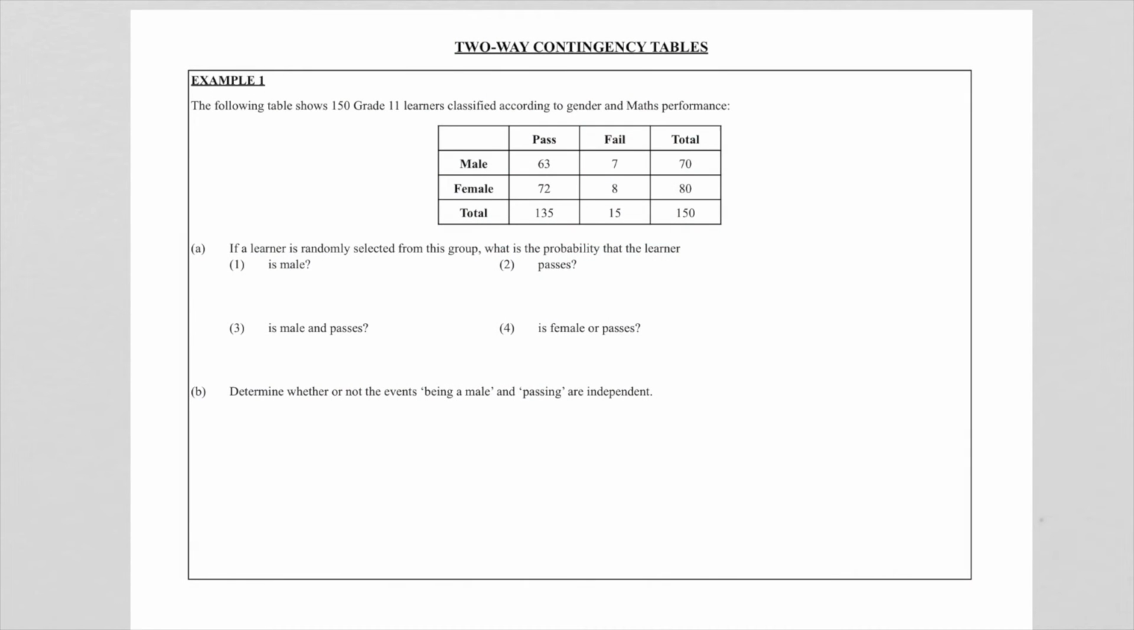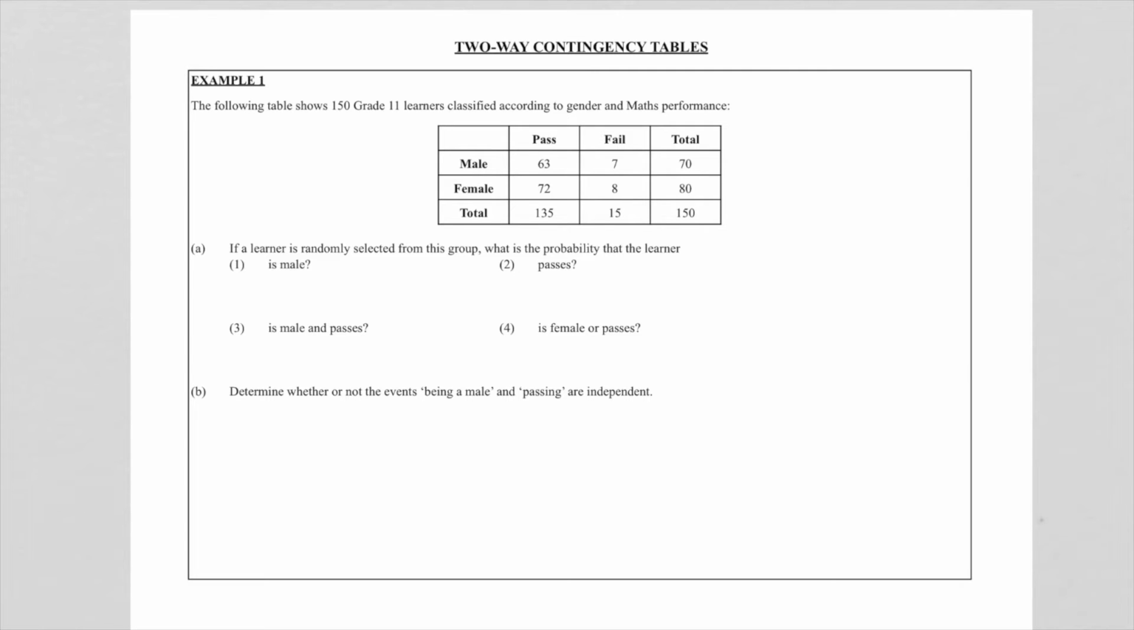In this example, you can see the table first of all, and the reason why they call it a two-way table is that you can read this table horizontally, then it's about the gender, male, female, or you can read it vertically, which is about pass and fail. So that's where the name two-way table comes from.